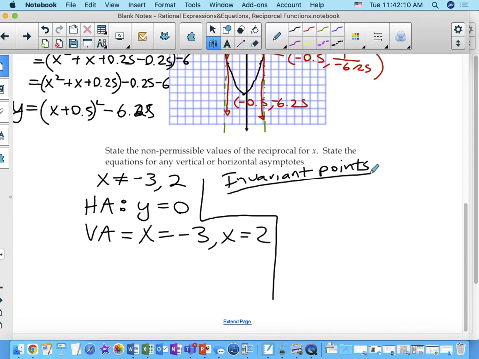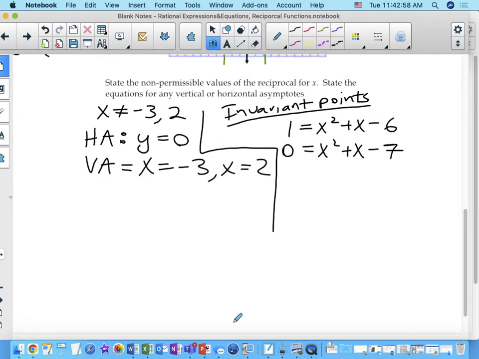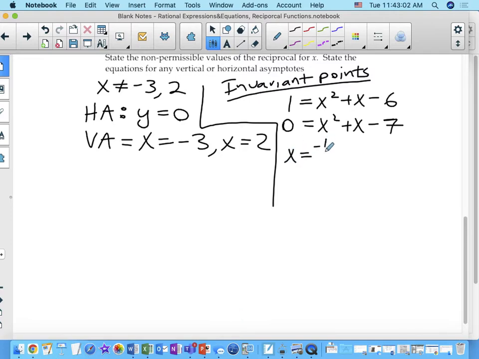So my invariant points, we're going to set the original function or its reciprocal equal to 1 and -1. So 1 equals x squared plus x minus 6. Now to solve that, I need to equate to 0. And then the only way to solve this, it doesn't factor. So what do I need to do? Quadratic formula. So x equals minus b, minus 1, plus or minus the square root of b squared, 1 squared, minus 4 times 1 times 7, over 2 times 1.